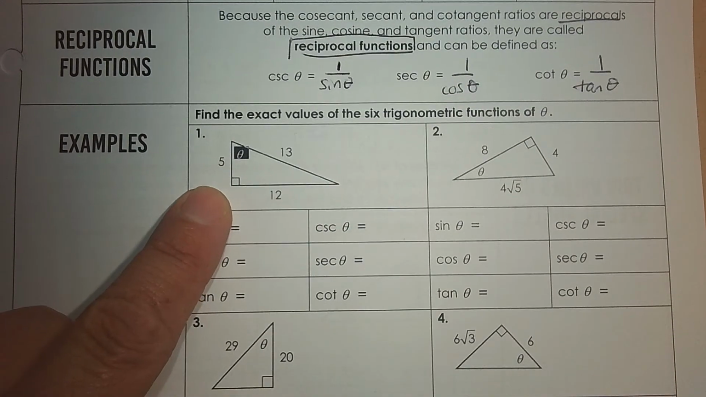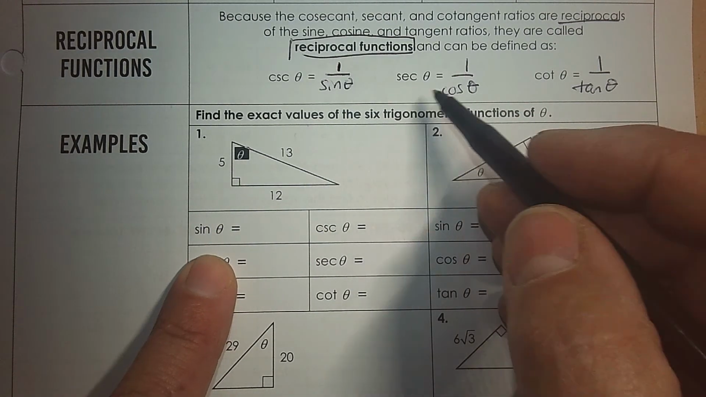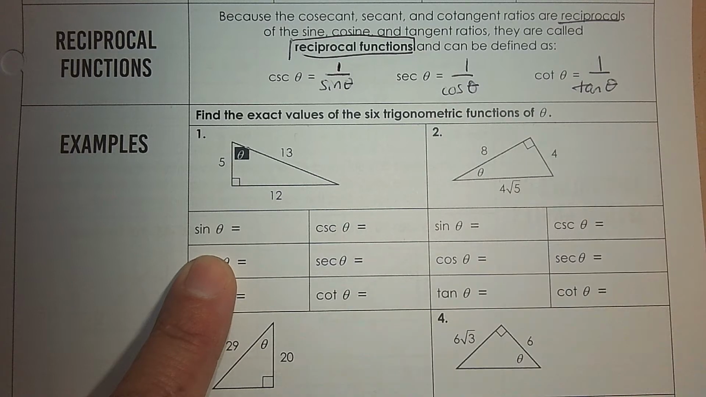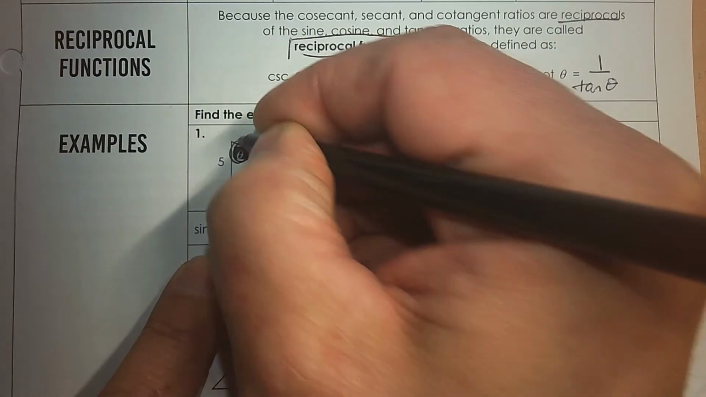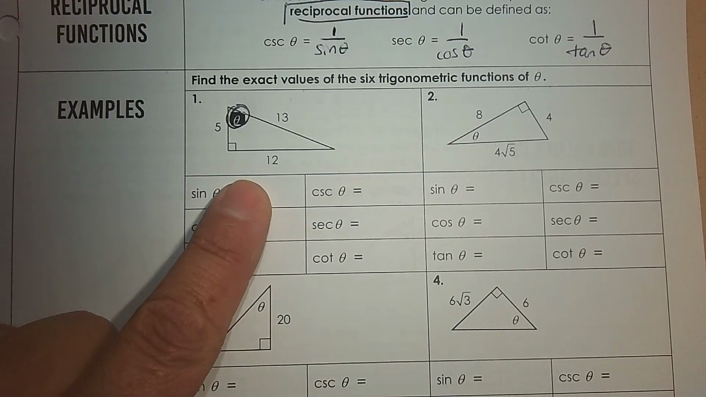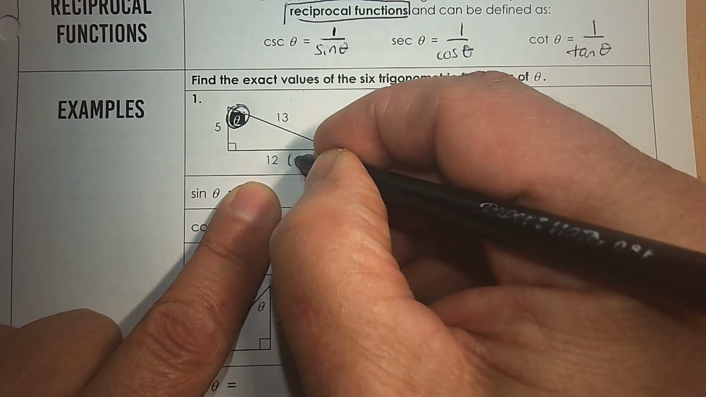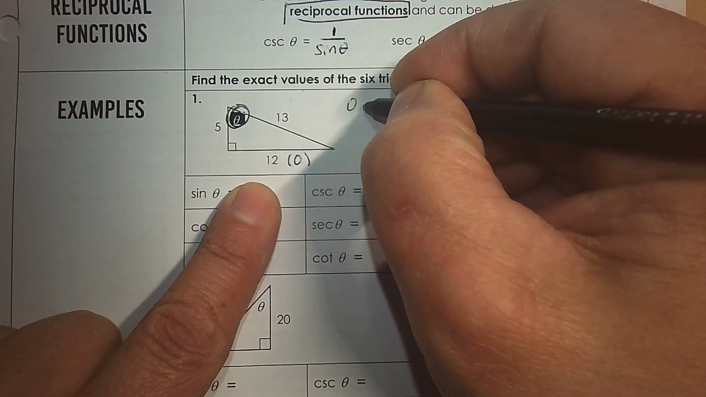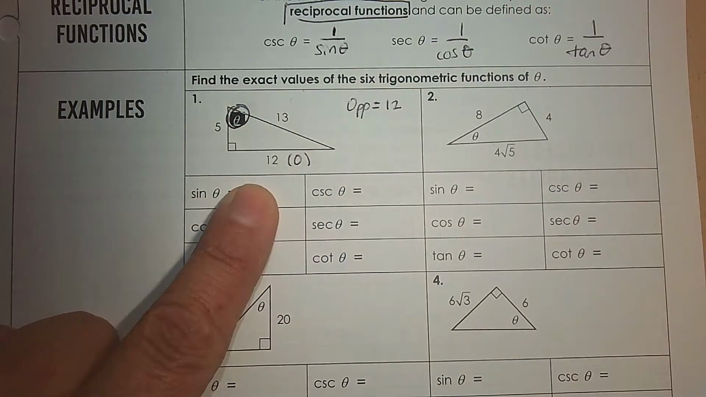Okay, number 1. I want to find the exact values of the 6 trig functions of theta. It's helpful on the video if you're not talking too much over me. So I want you to see and circle the angle with me. Can you circle it? I want you to label the side that's opposite of theta. And the side that's opposite of theta is right here. So we can write down the opposite side is 12.